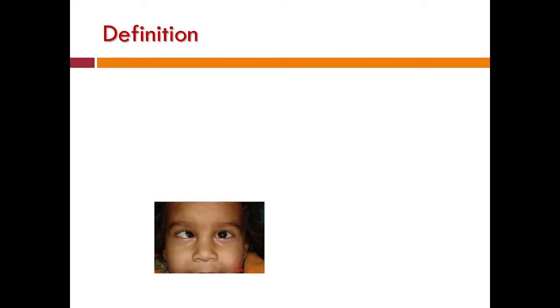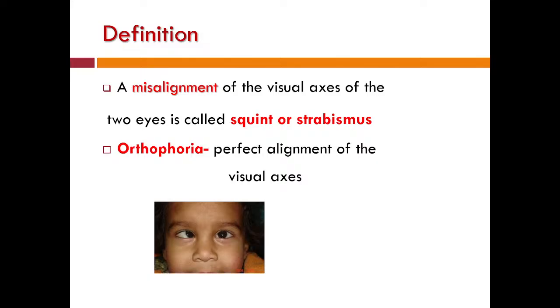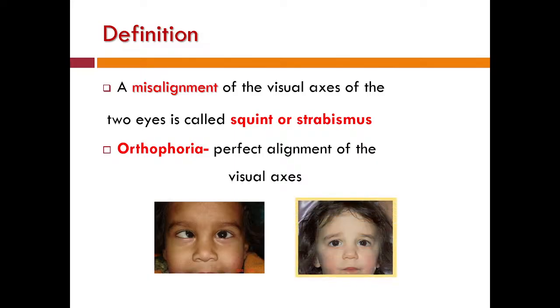So what do you understand when I say strabismus or squint? Yes, anyone? When I say patient has a squint, means patient's eye is deviated. Okay, so deviation of the eye is squint. But when we define it as a misalignment of the visual axis, the eyes are not aligned to each other, right? So today I will be covering. So when the visual axis of two eyes are not aligned to each other, it is called squint or strabismus.